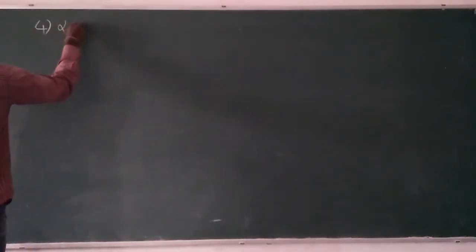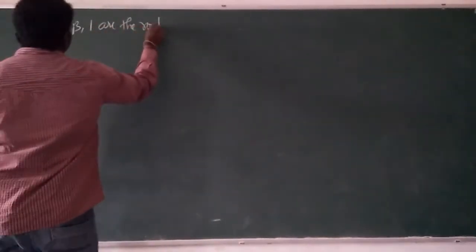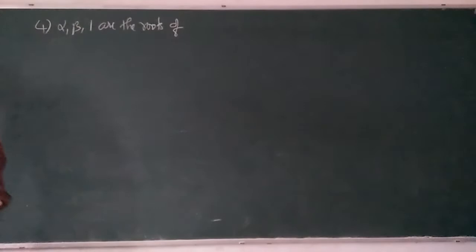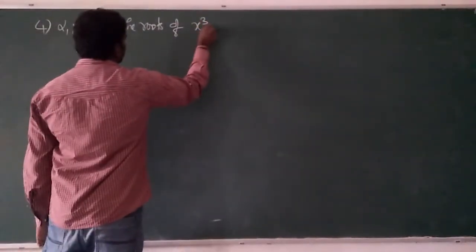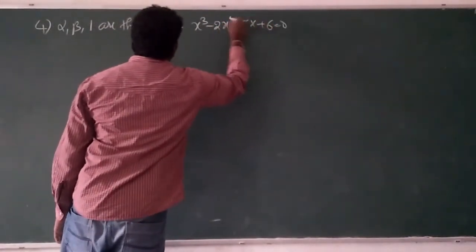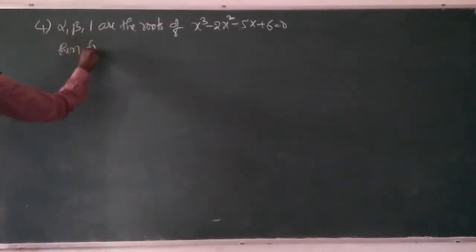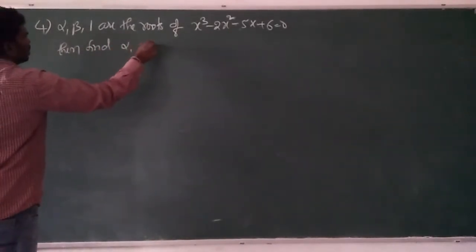If alpha, beta, 1 are the roots of x cube minus 2x square minus 5x plus 6 is equal to 0, then find the values of alpha and beta.